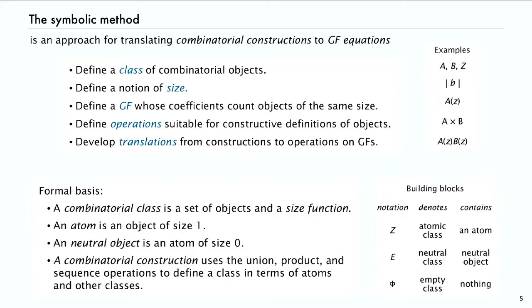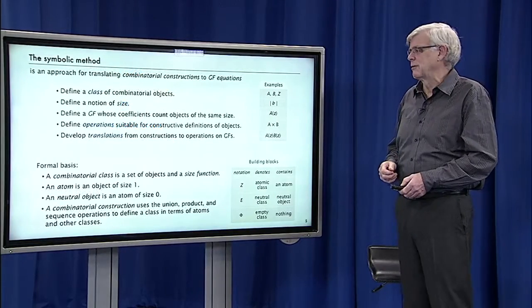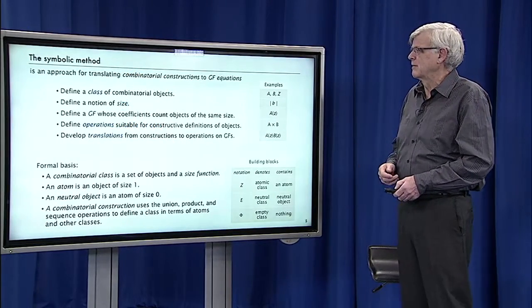And we start with the very basic building blocks over on the right, where the notation capital Z contains a single atom. Then there's notation capital E, which is a neutral class that contains an atom of size 0, and then also there's an empty class. And again, not worthwhile to spend time in these definitions right now, but to refer back to them when we use them later on, if necessary.